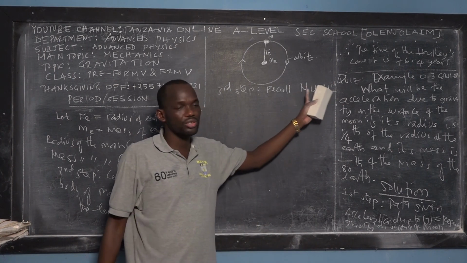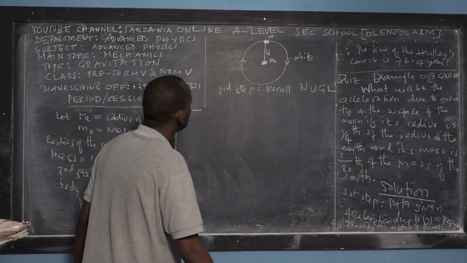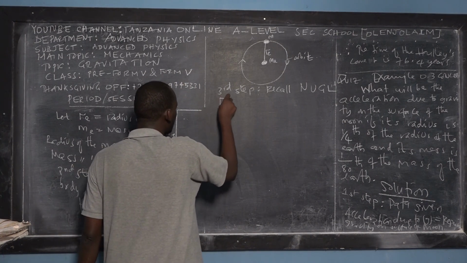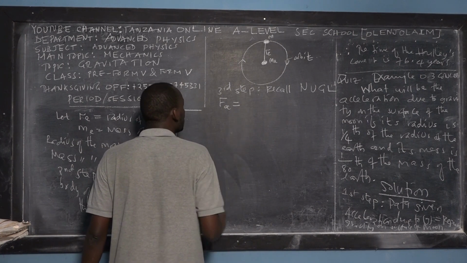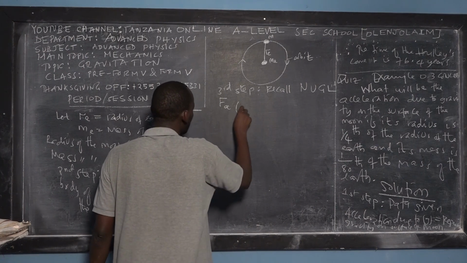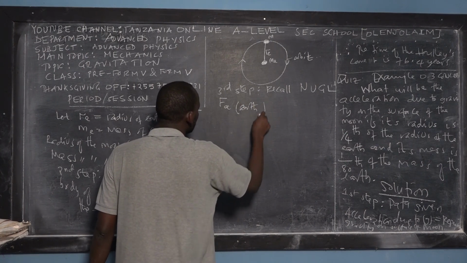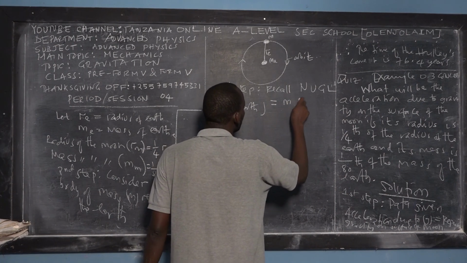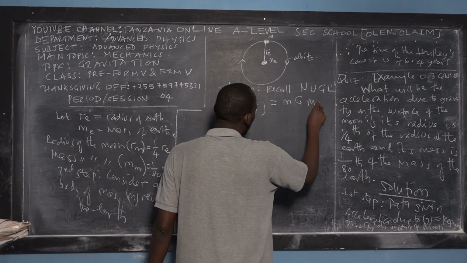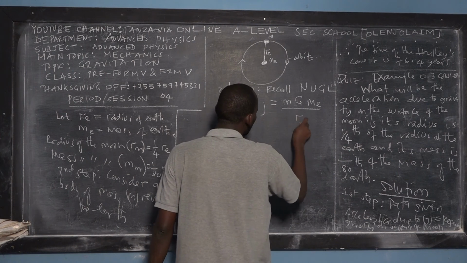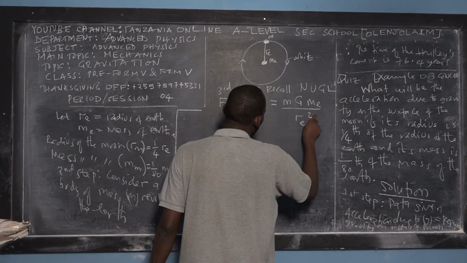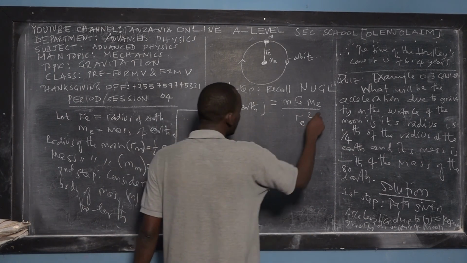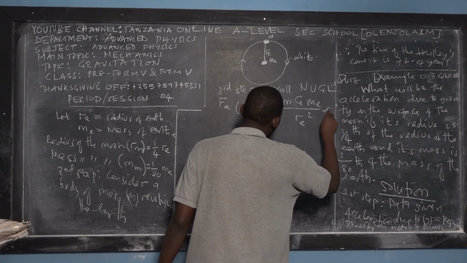Newton's universal gravitational law. So how does it say? We say that the force of attraction on the Earth's surface is equal to the mass of the body, the gravitational constant, the mass of the Earth, over the radius of the Earth, squared. So this is the first equation.